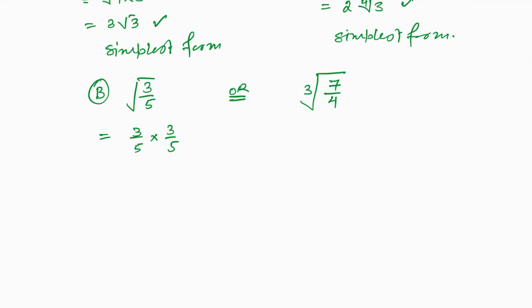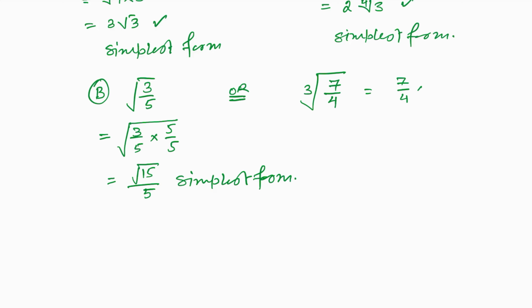Rationalize means, for 3 over 5, I will multiply by 5 over 5 again, and what will happen then? I will make it a square root: it's a 15 on the top, and in the bottom you have just 5. So there is no square root in the denominator. So that's the simplest form, and I can leave my answer here.